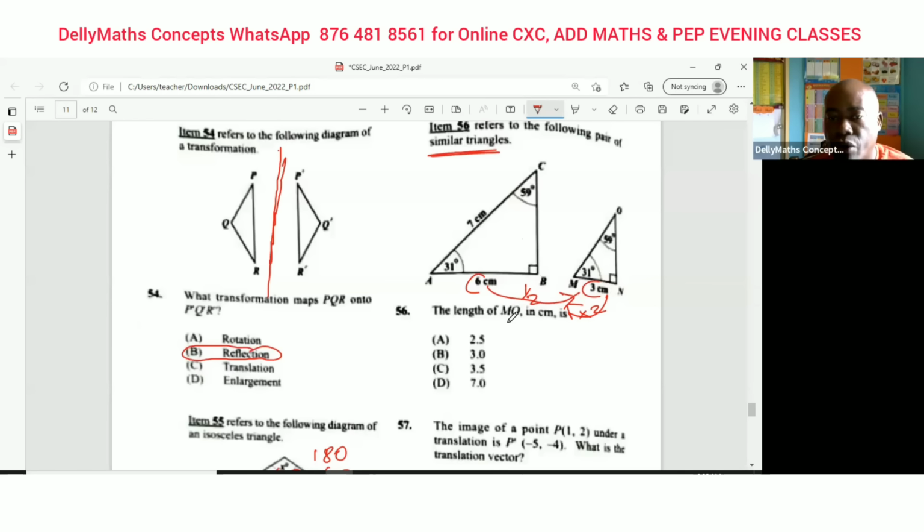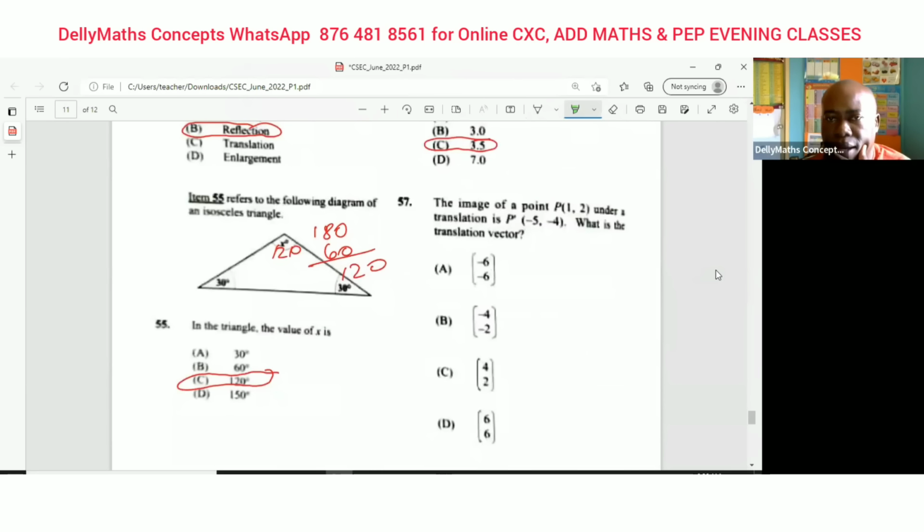So the link is a half of the 7. You could have 7 over 2, or in decimal, it's 3.5. So this is 3.5 because it's a half of the other one. So you're seeing that you made the link with something known, corresponding sides that are known, and then use it to work out other things that they're asking.